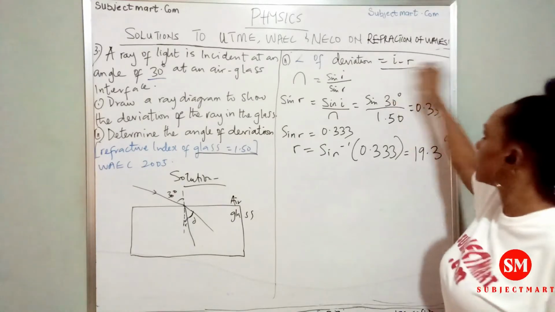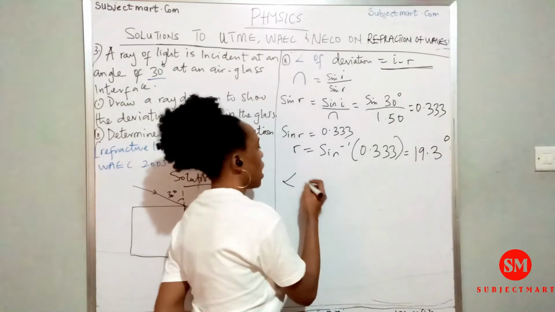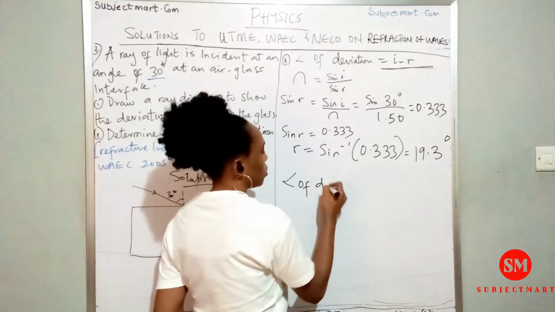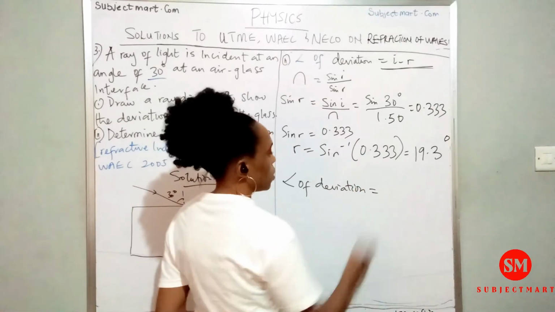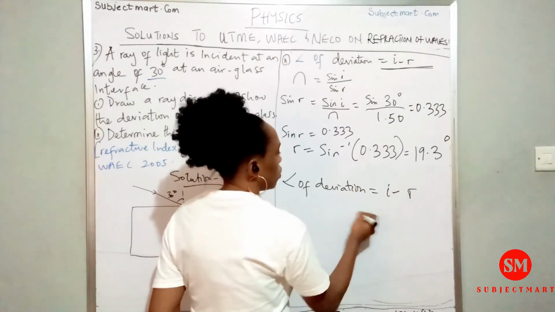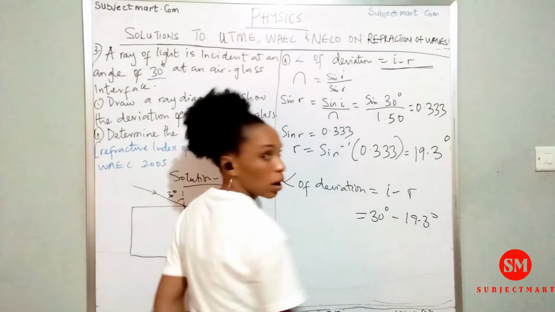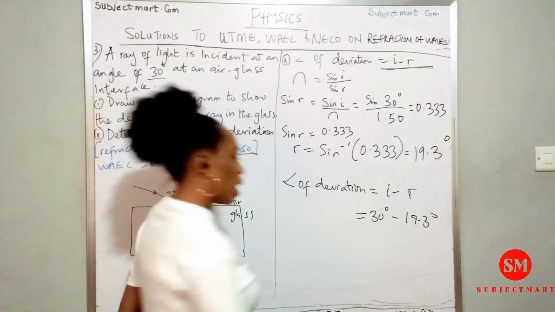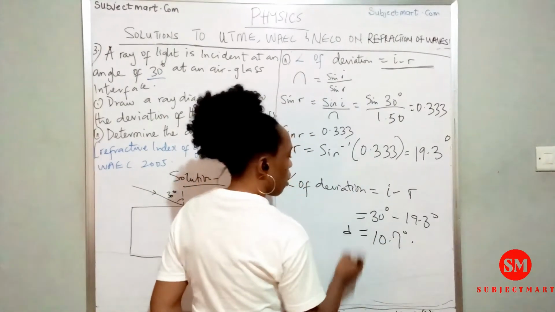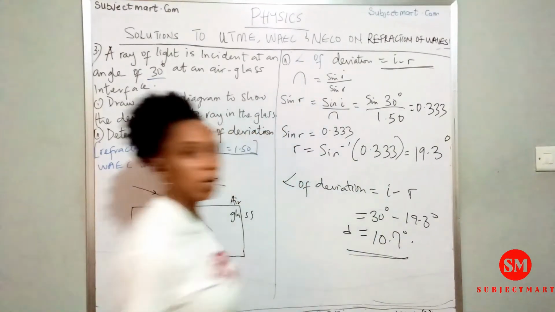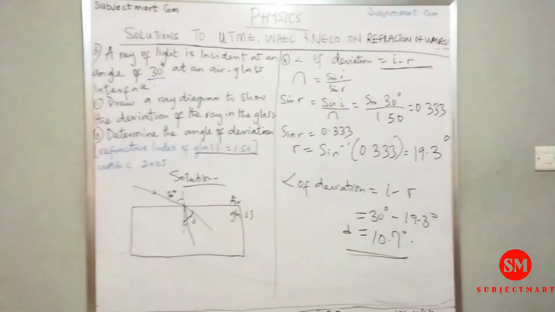So let's come back to this formula. We are asked to find the angle of deviation. So we have angle of deviation is equal to i minus r, which equals 30 degrees minus 19.3 degrees. And that will give me 10.7 degrees. So our angle of deviation is equal to 10.7 degrees.